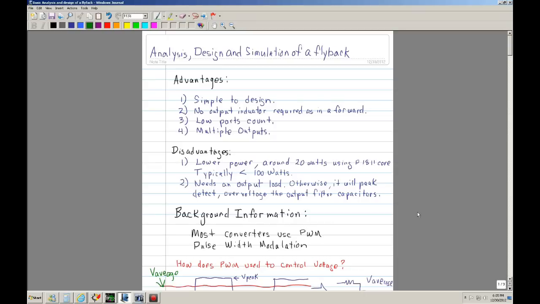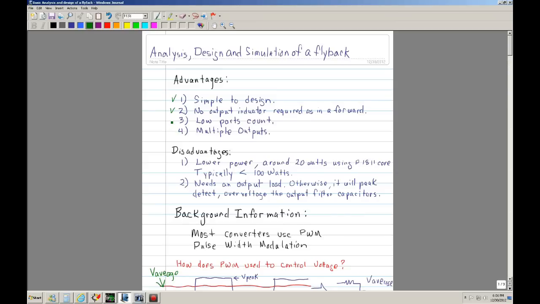Well, why? What are the advantages? Here are just some of the advantages. The first one is that they're simple to design. There's really not too much calculation involved with them. There's no output inductor. For example, if you were to design a forward converter, you would have to design the transformer itself, but then you also need an output inductor.